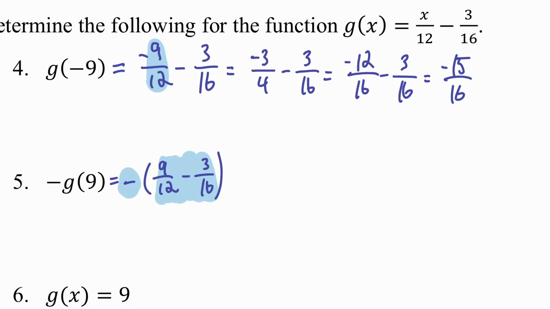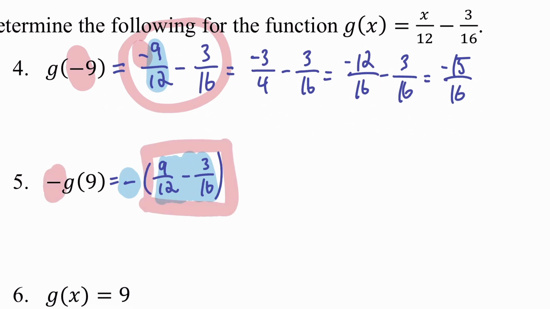Anyway, so up here, the minus applied just to the numerator of the fraction 9/12, because the minus was with the 9. Now that the minus is outside, the minus applies to the entire group, and it therefore is going to make this -3/16 into a +3/16. So we get a different result that way.